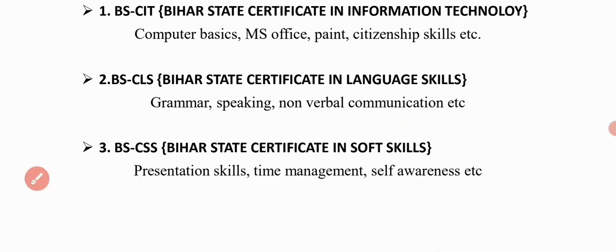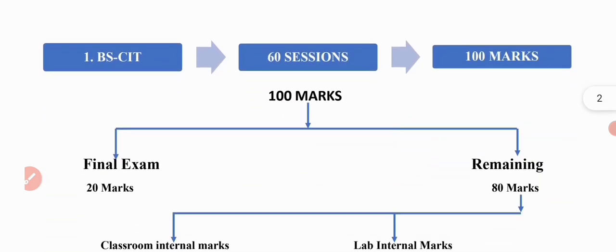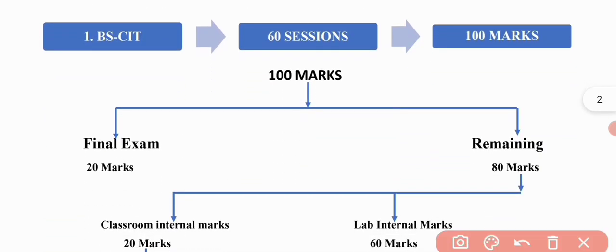Now, friends, the link for the detailed syllabus of KYP is available in the description box. Now, let's discuss one by one about all these three. The first one is BSCIT. BSCIT comprises 60 sessions, or we can say 60 units or 60 lessons, which total 100 marks.